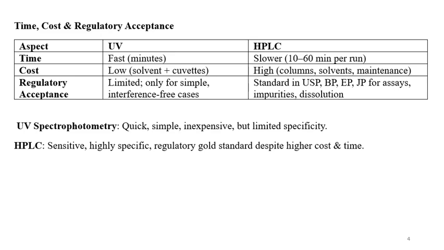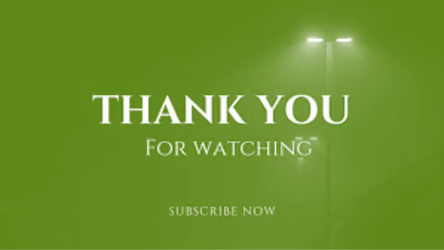UV is a quick, simple, inexpensive method, but it has limited specificity and limited acceptance, while HPLC is a costly technique. It is highly sensitive, highly specific, and a gold standard for meeting regulatory requirements and compliance. HPLC is higher in cost and requires more time compared to UV. This was the comparative understanding of HPLC and UV.